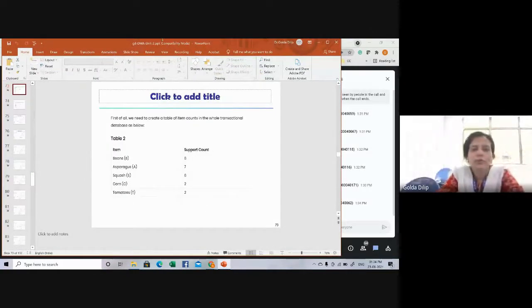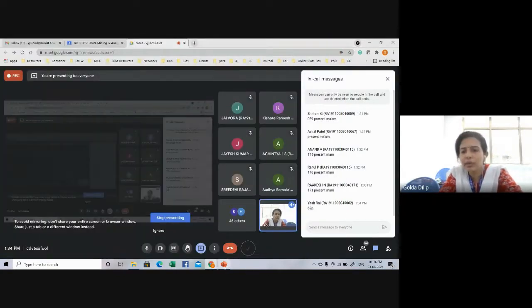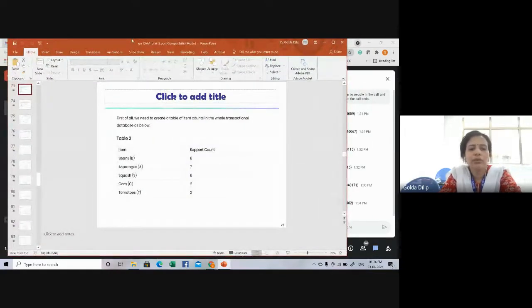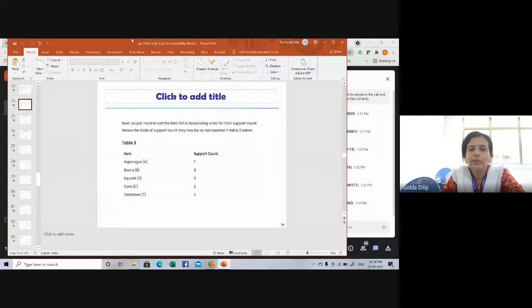Right. So first, what you're supposed to be doing is, you need to create a table of item counts from the transactional database. So you write the count for each item. This you would have already done. And then the next step is you arrange them in the descending order of your support count. So as per this, asparagus will come first, then followed by beans, squash, corn, and tomatoes. So that's the next step.